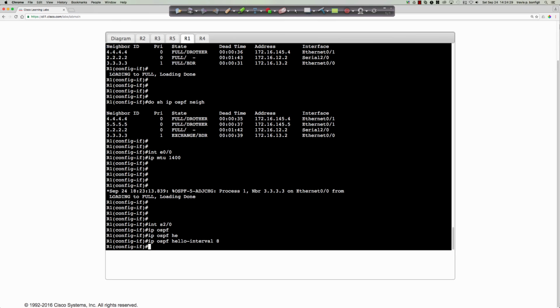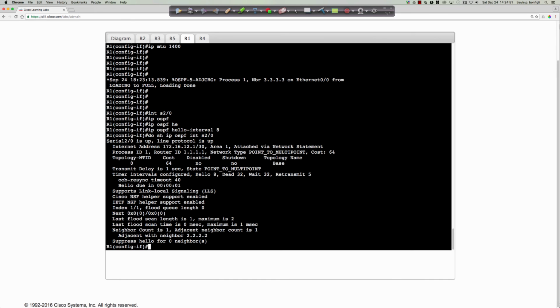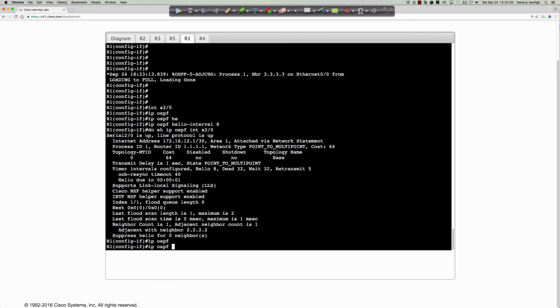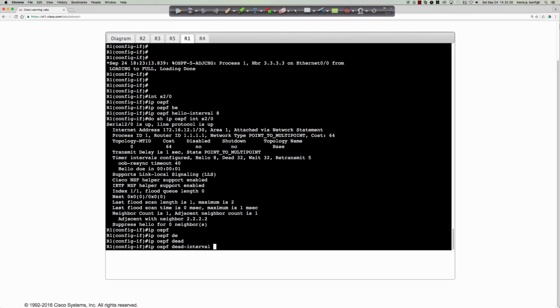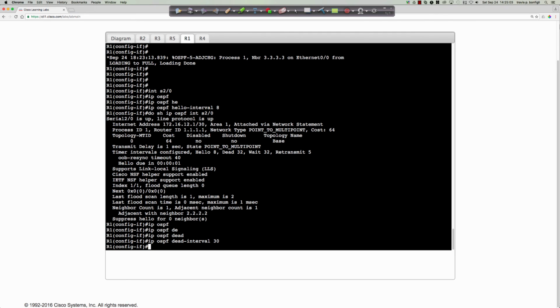Now, when I set it to 8, actually, this is going to break the adjacency because this is where we did the point-to-point. But we're going to power through it here. So IP OSPF hello interval 8, and again, by default, if I were to say do show IP OSPF interface serial 2/0, you can see that automagically it forces the dead time to be 4 times the hello interval, which is why they have us say IP OSPF dead interval 30. So I'm changing both values.